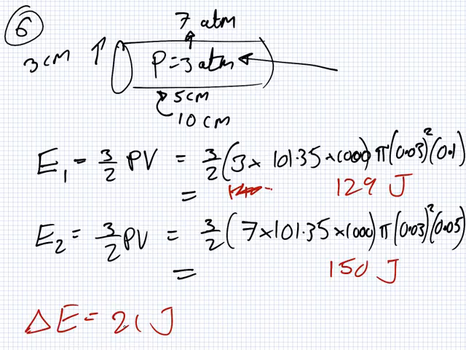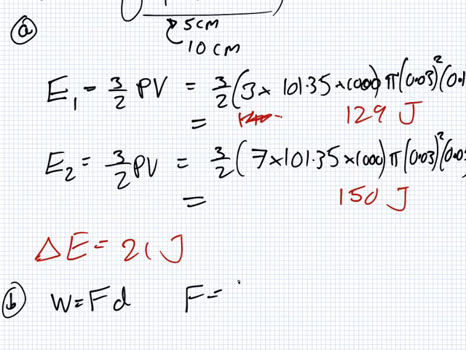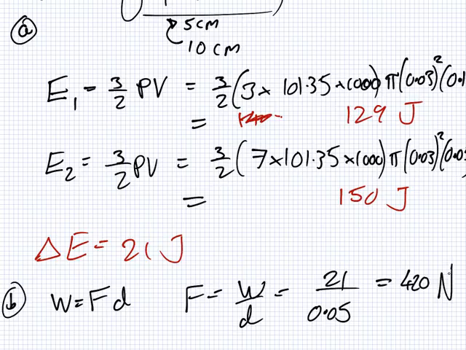Okay, what's the next part here? The force. We have the distance. You can say work is force times distance, so force is work over distance. And the work is 21 and the distance is 5. So the force was about 420 newtons. So that was the force of the arm.